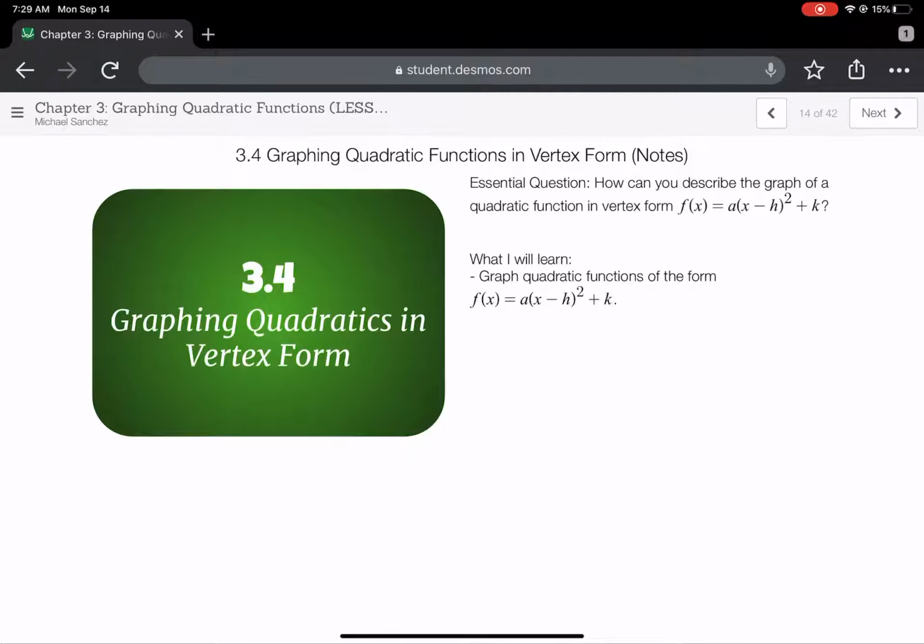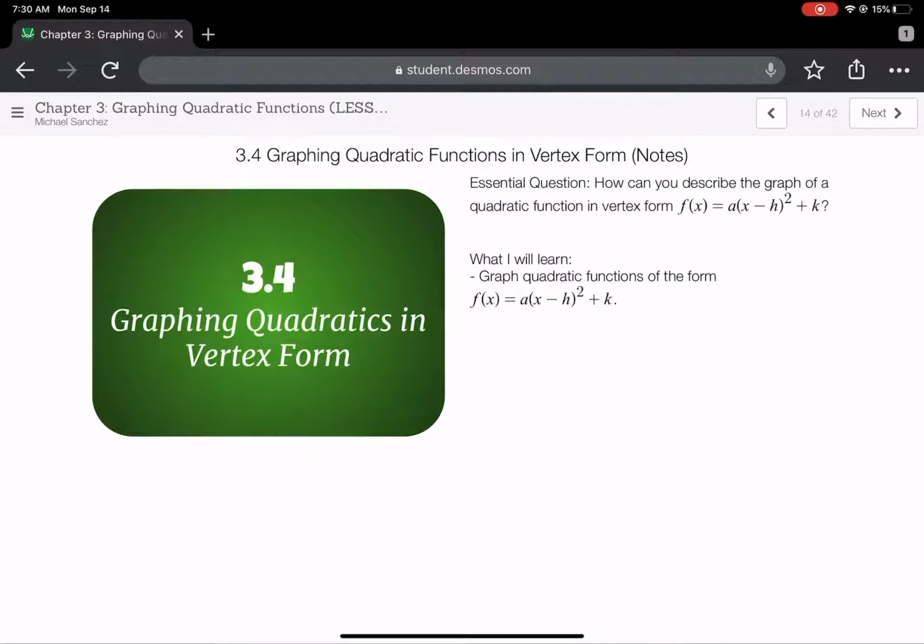Hello everybody and welcome to Chapter 3, Section 4, Graphing Quadratic Functions in Vertex Form. Our essential question is, how can you describe the graph of a quadratic function in vertex form? f(x) = a(x - h)^2 + k. What we're going to learn is how to graph quadratic functions in this form.